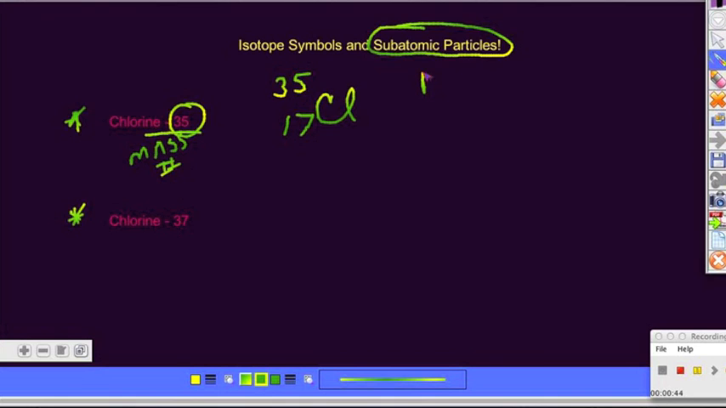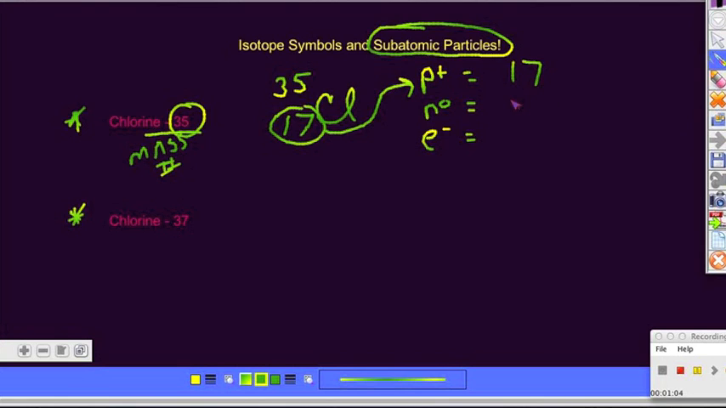So to determine how many protons, neutrons, and electrons are inside this isotope, well, the first thing that we're going to do is pretty easy. We're going to look at the atomic number, and that always determines the number of protons. The number of protons identifies the element.